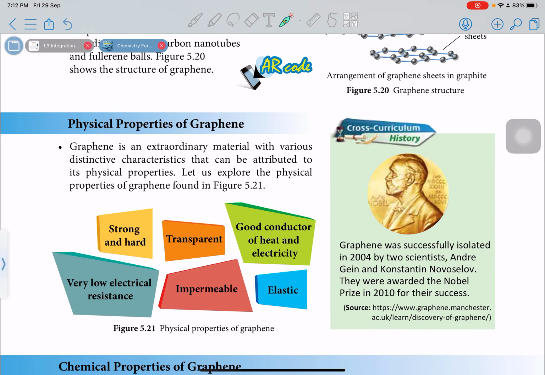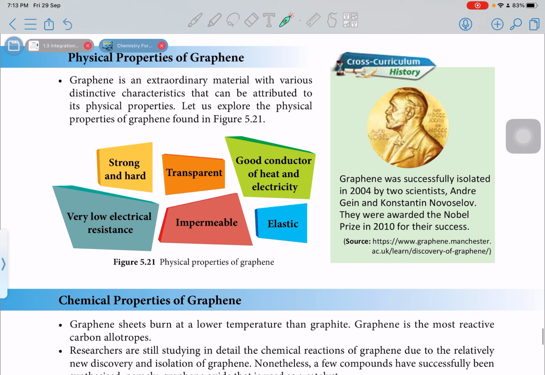So macam mana kita nak ingat? First of all, kita ingat physical properties. So graphene, strong and hard. So kalau korang jawab contoh soalan, what is the physical properties of graphene? If you guys answer strong as the first point and hard as a second point, it will still be counted as 1 mark because it is the same point.